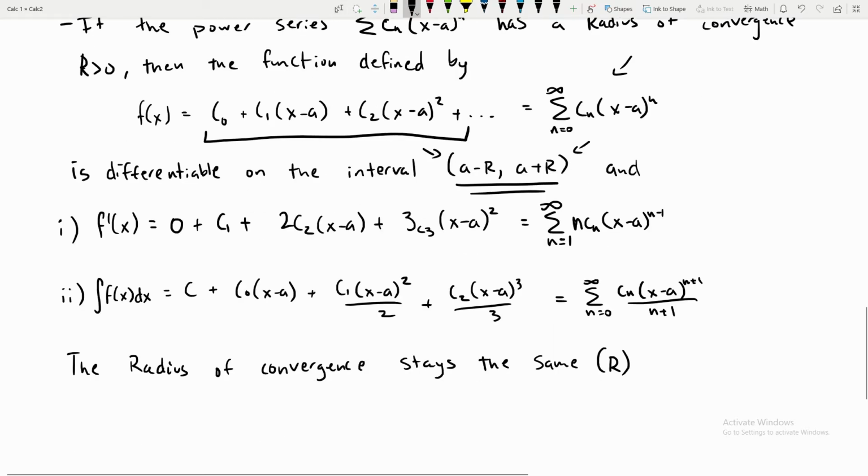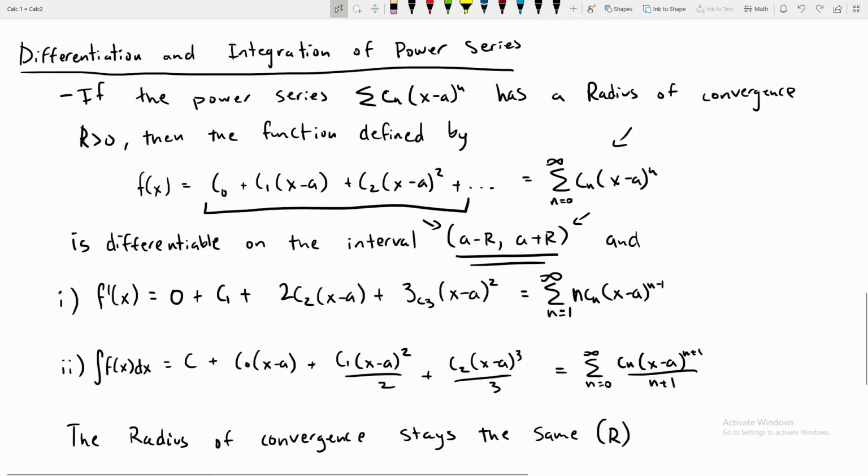The thing to take away is that the derivative of this function, well, we're just going to take term by term derivatives. So before this, well, we had c0. That's just a constant. So the derivative of a constant is going to be 0.